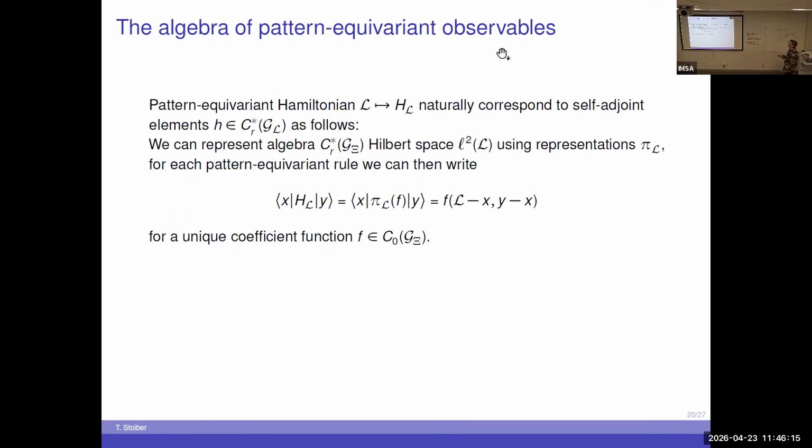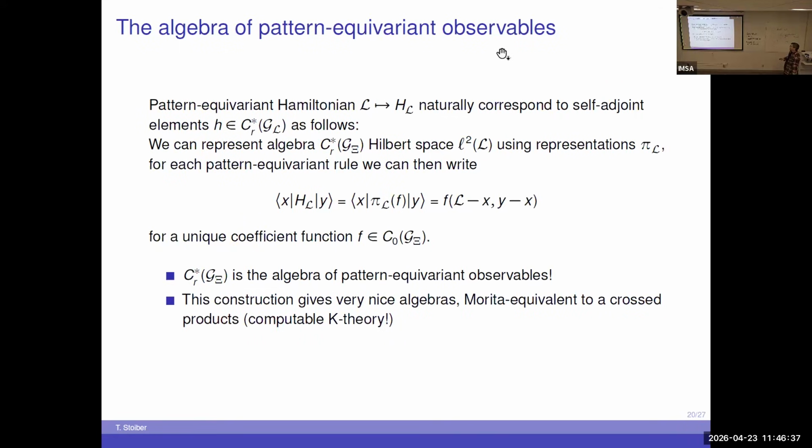So we can really say that this groupoid algebra that we constructed realizes this idealization, this idea of pattern equivariant observable. So we took basically this vague idea of pattern equivariant observables and put it into something very concrete, which is a groupoid algebra.